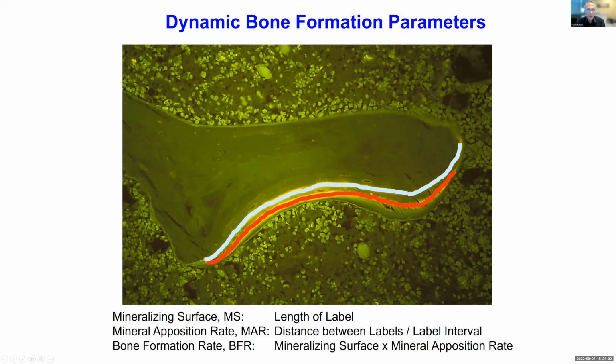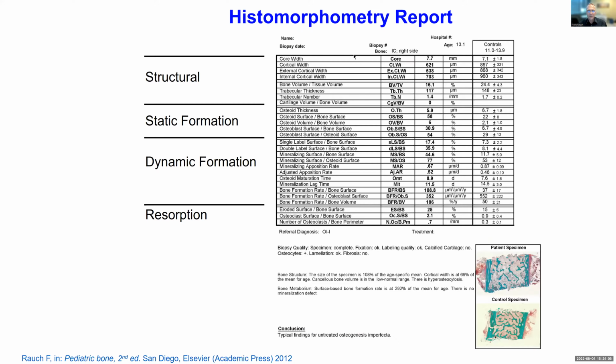So in the end, we put all these results into one table, and that's our standard histomorphometry report. So for all these structural, static formation, dynamic formation, and bone resorption markers, we compare it to controls that we established more than 20 years ago. Yeah, so that is the final report for clinical purposes.